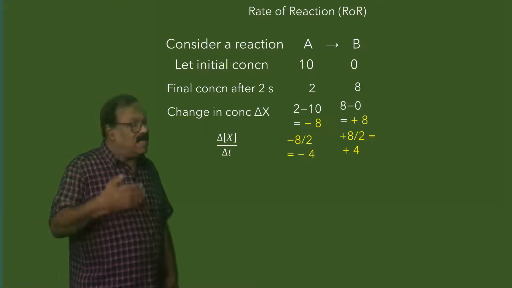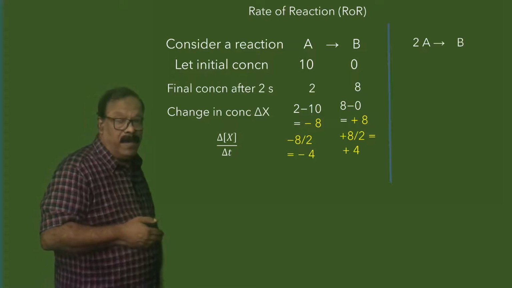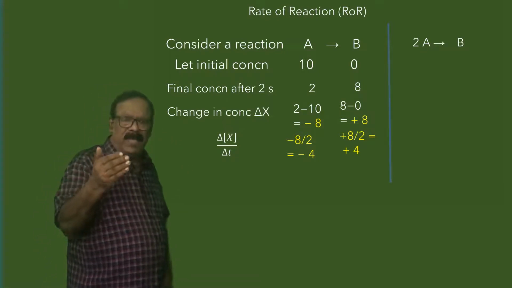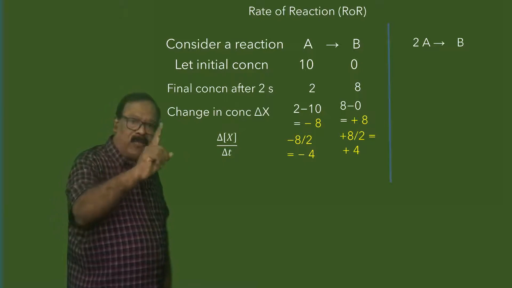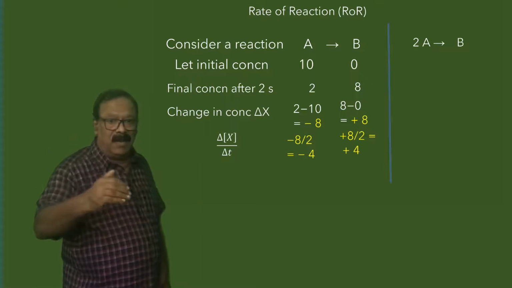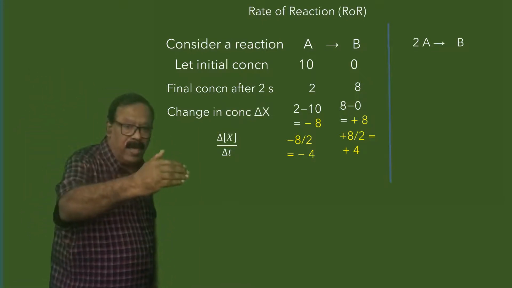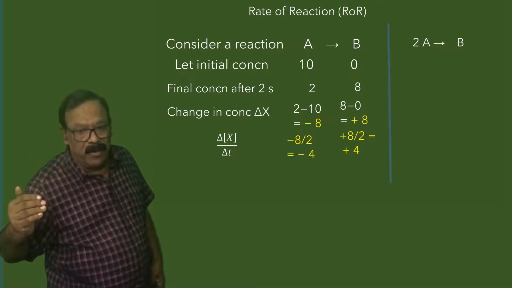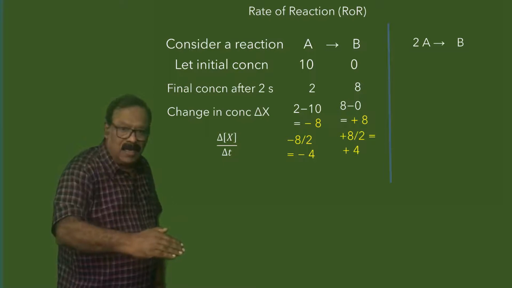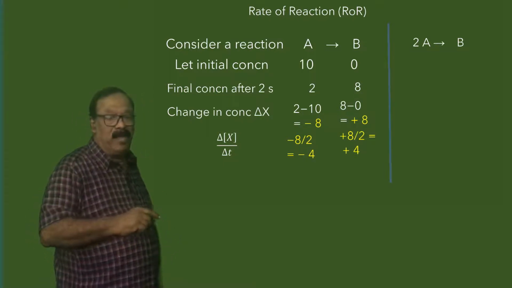Then consider another reaction, 2A gives B. How does it differ from the first reaction? In the first reaction, 1 mole of A and 1 mole of B. When 1 mole of A decreases, 1 mole of B will be formed. Here you have 2 moles of A but 1 mole of B. When 2 moles of A decrease, 2 moles of B won't be formed. Only 1 mole of B will be formed.